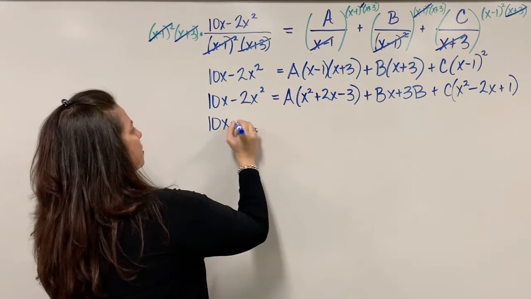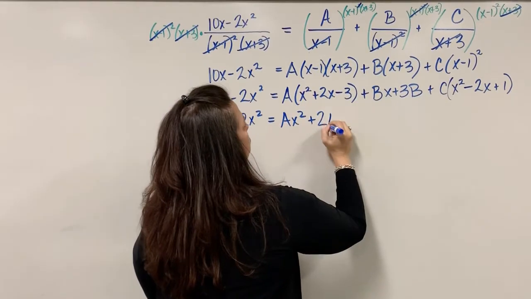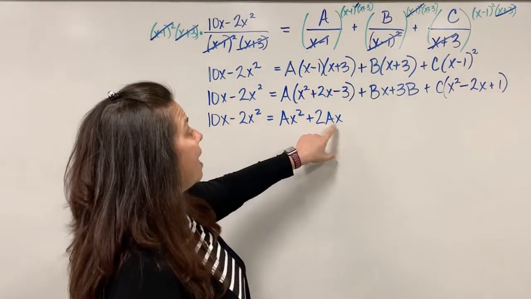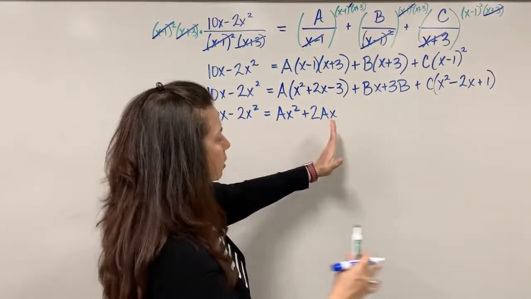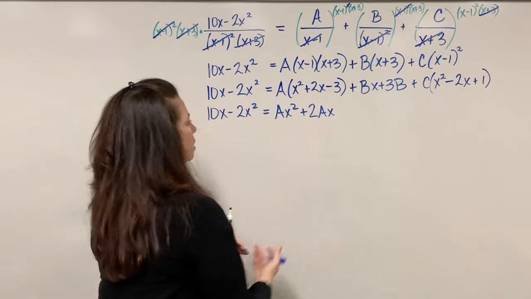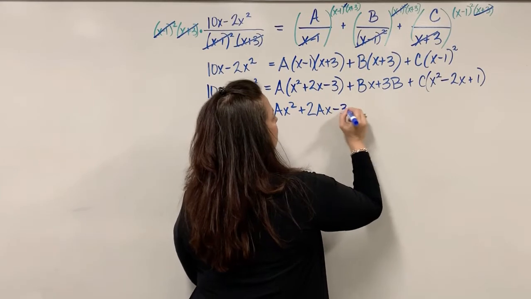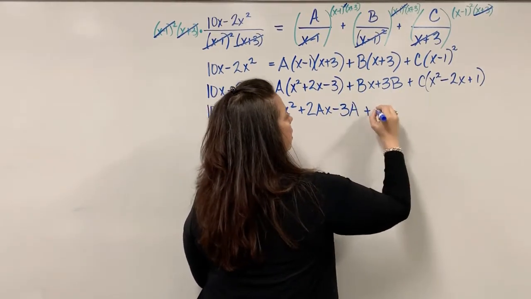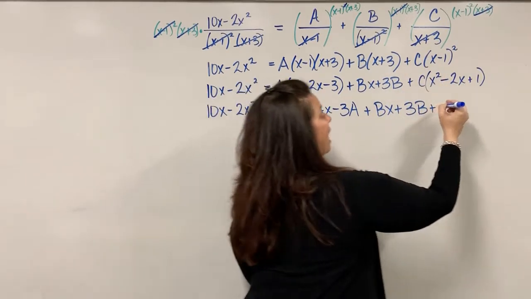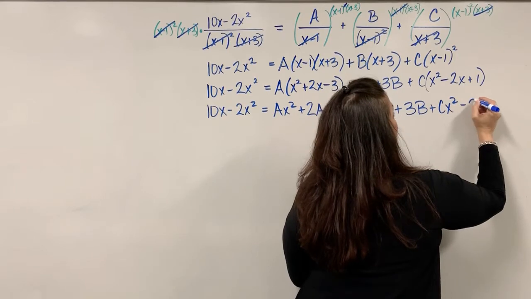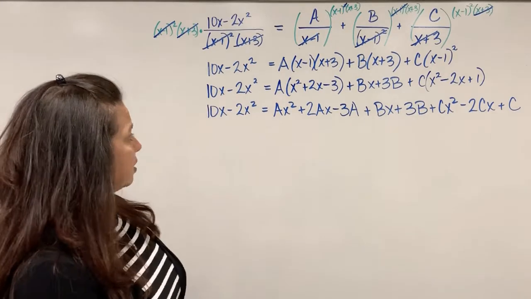So I have 10x minus 2x squared equals ax squared plus 2ax. Notice how I wrote that, 2ax. We tend to do that because we know a is a constant itself. Let's push over to the right, to the end of this expression, the x. And then just continue distributing, so minus 3 times a plus, and then carry on, bx plus 3b plus, distribute the c. I have cx squared minus 2cx plus c. Okay, at least all my parentheses are gone.